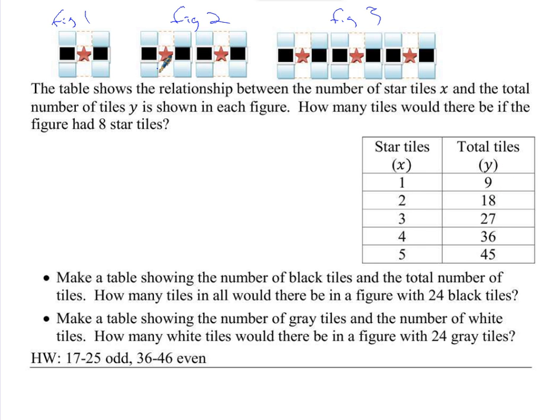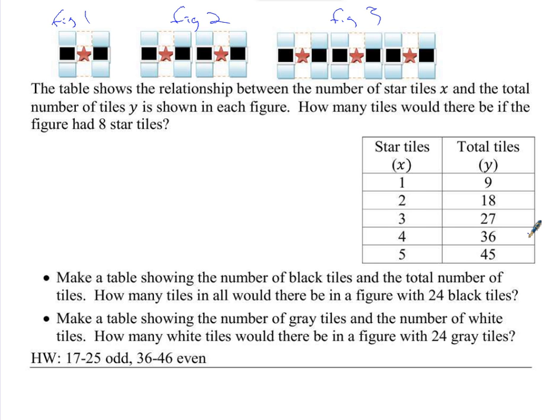How many total tiles are there in figure 2? 18, and in figure 3? 27. So that's where these numbers are coming from, okay? Now they don't show you figure 4, but from the pattern that you can see here, can you see how there's 4 star tiles and therefore 36 total tiles?